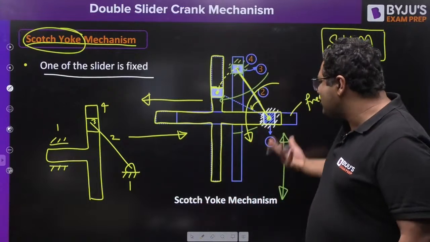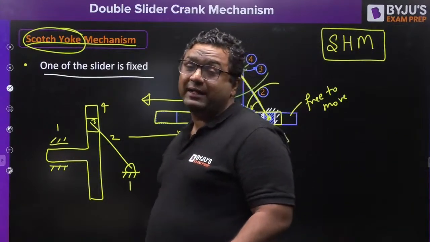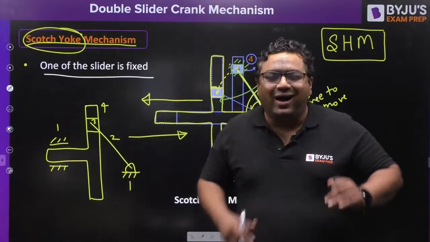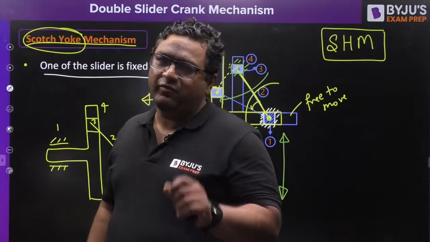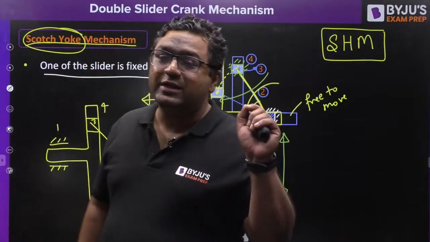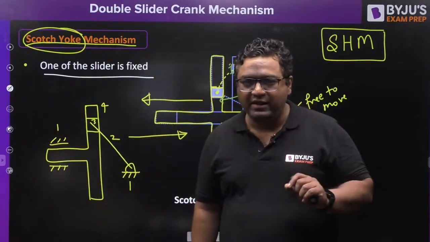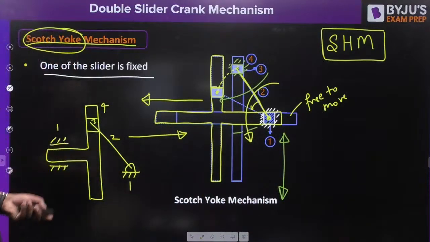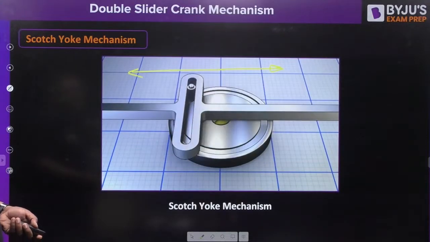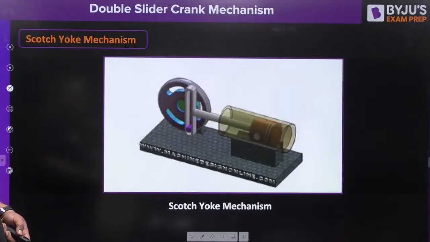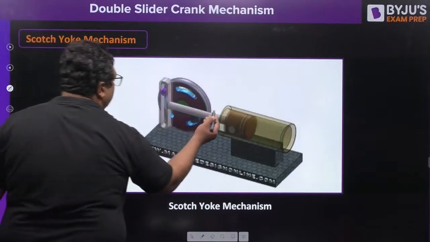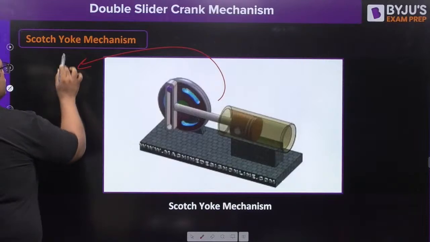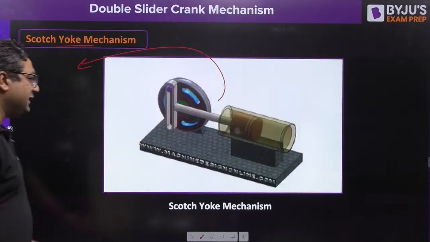And when such a change happens, we will not call it a different mechanism, because it is not a different relative motion. Until and unless relative motion remains the same, we will call it the same inversion only. So it is not a different inversion, but the same inversion. So this is the Scotch Yoke mechanism. This is the animation for the Scotch Yoke mechanism. Once again, you can see this is very much similar to the diagram I have plotted for you.